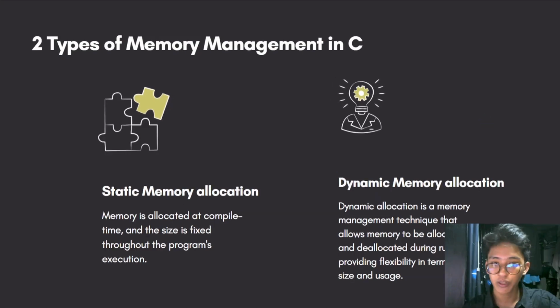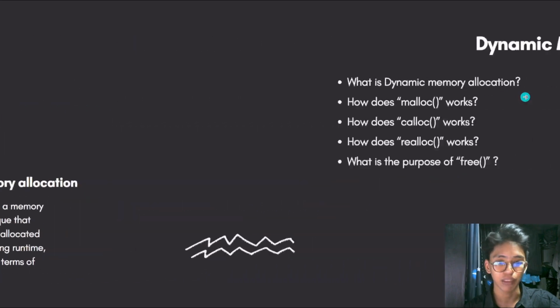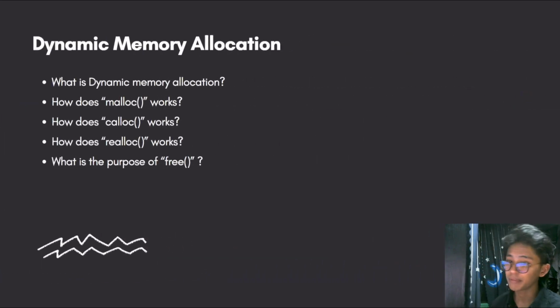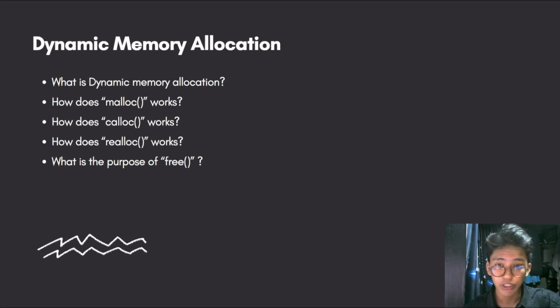Now let's dwell deeper into dynamic memory allocation. So what is dynamic memory allocation? Dynamic memory allocation is an operation you perform during runtime to allocate an arbitrary amount of memory at arbitrary points in your program. There are four functions that generally deal with memory allocation and deallocation: malloc, calloc, realloc, and free.